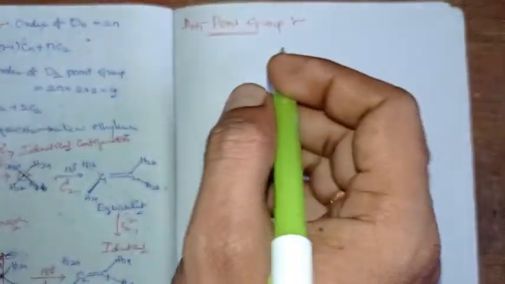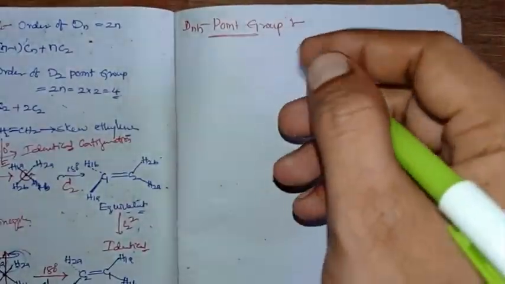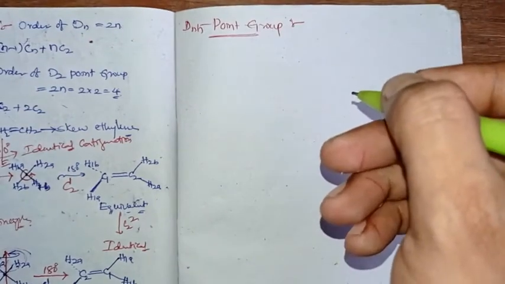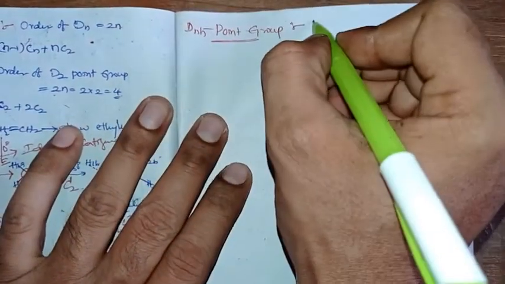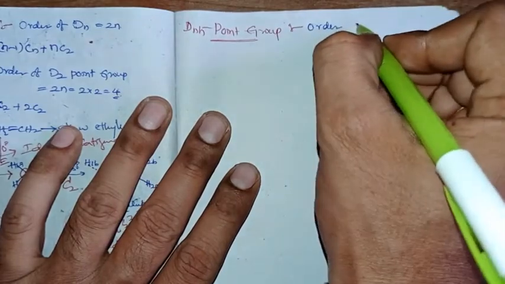Hi everyone. In this session of class I am going to explain the D_nh point group. Here is the order of the D_nh point group.